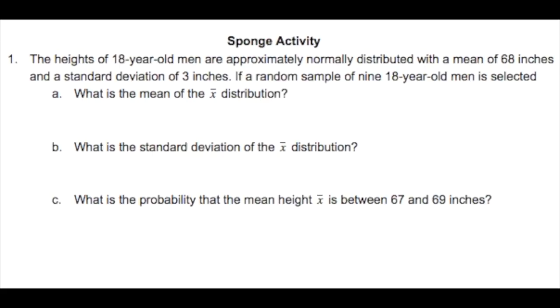Now time for the sponge. The heights of 18-year-old men are approximately normally distributed with a mean of 68 inches and a standard deviation of 3 inches. If a random sample of 9 18-year-old men is selected, A. What is the mean of the X bar distribution? B, what is the standard deviation of the X bar distribution? And C, what is the probability that the mean height X bar is between 67 and 69 inches?